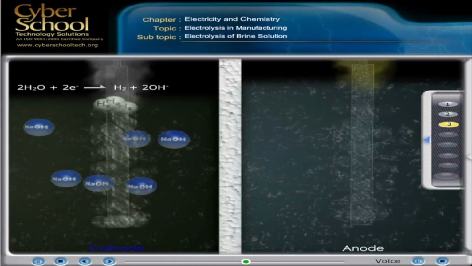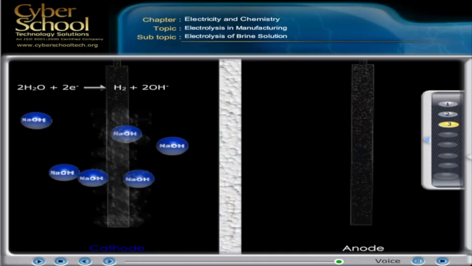Hydrogen gas is formed at the cathode. Hydrogen is usually burnt at the electrolysis plant to provide thermal energy to evaporate water from the sodium hydroxide solution.